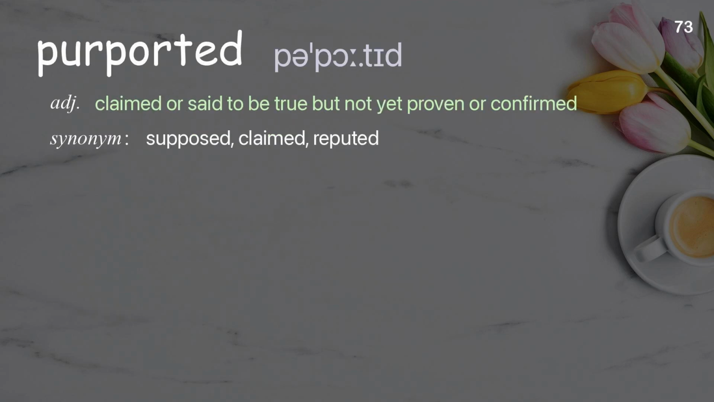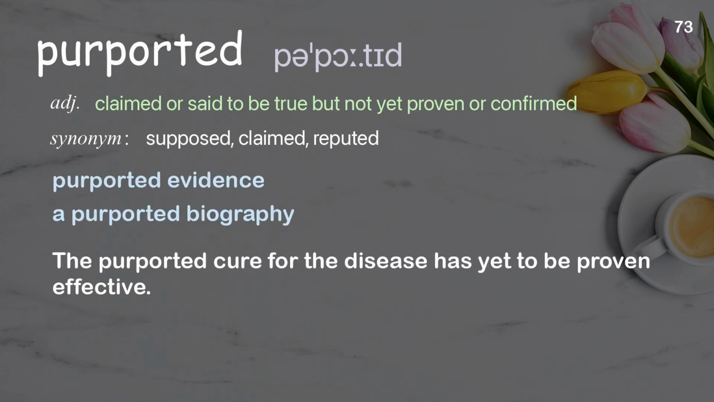Purported: claimed or said to be true, but not yet proven or confirmed. Examples: purported evidence, a purported biography. The purported cure for the disease has yet to be proven effective.